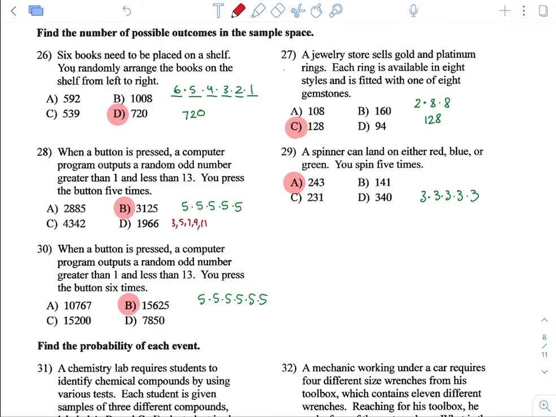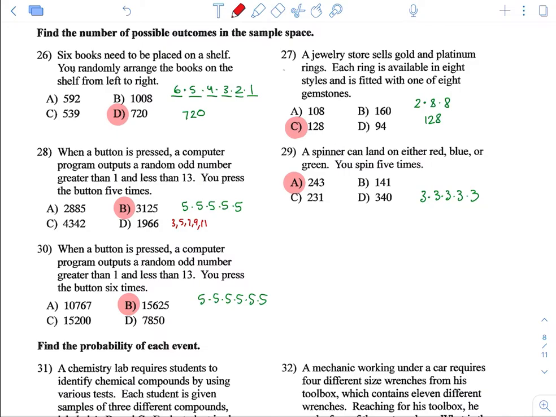29, a spinner can land on either red, blue, or green. So, right, if you do a spinner, there's 3 total outcomes. And if you spin it 5 times, that means each time you spin it, there's 3 outcomes possible. And if you do that 5 times, that's 3 options times 3 options times 3 times 3 times 3. So that's 243.